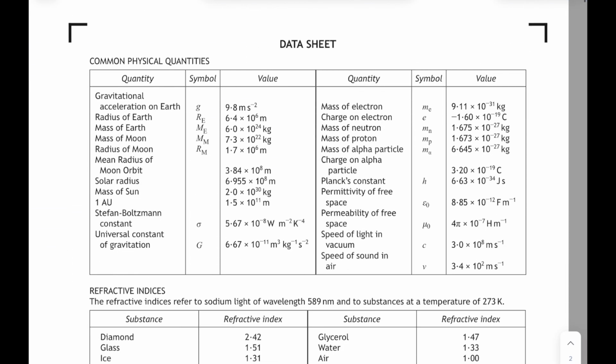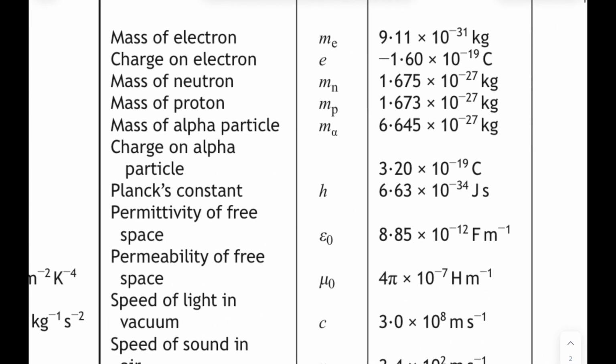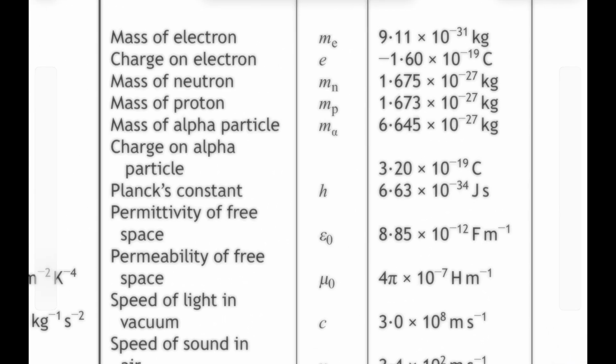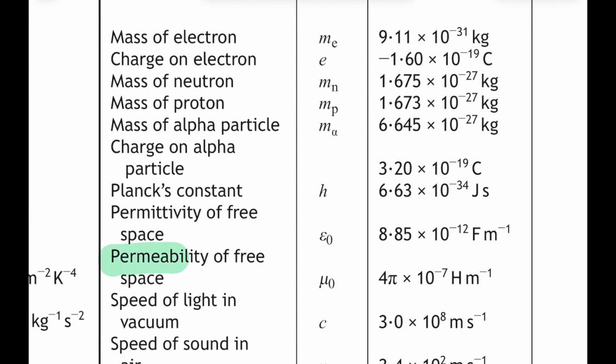So 2016, first thing you see as usual is the data sheet, and the constant that you're probably going to be using in magnetic field questions is the permeability of free space, mu naught, and it's given on the data sheet as 4 pi times 10 to the minus 7.